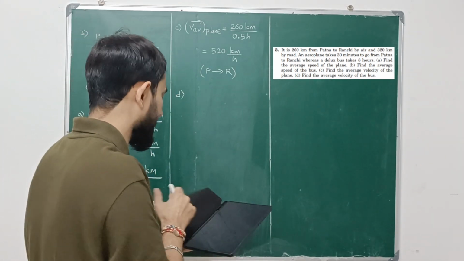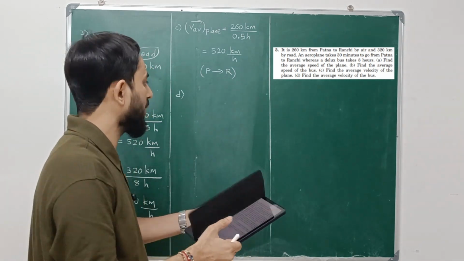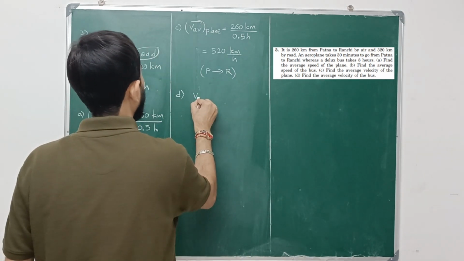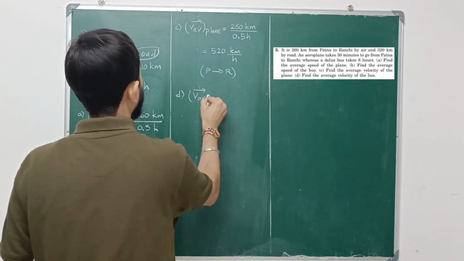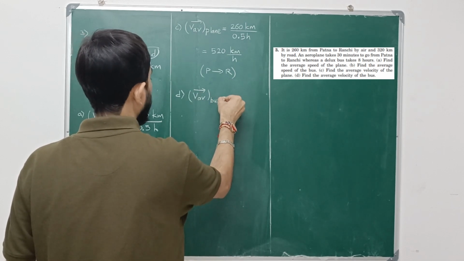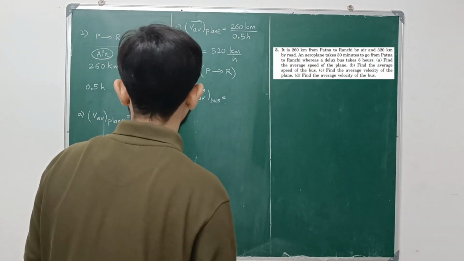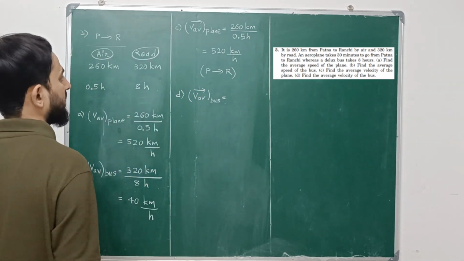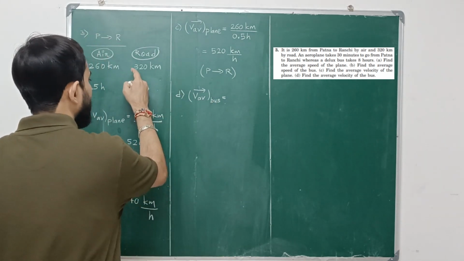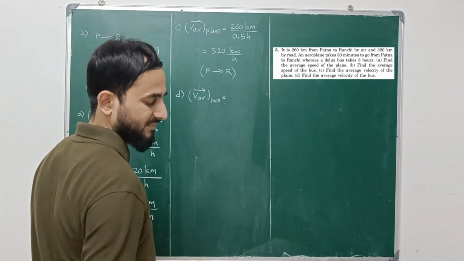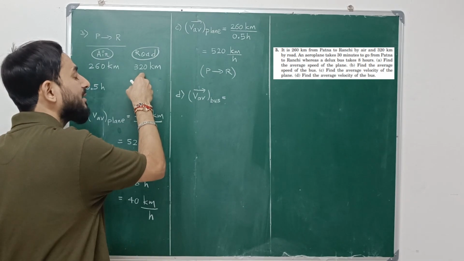Now we have to calculate average velocity of the bus. Okay sir. So average velocity of the bus. How do you calculate average velocity, students? Yes, total displacement upon total time. Acha. But here there is a catch. So for the bus by road, the distance is 320 km. So this is the distance covered by the bus.